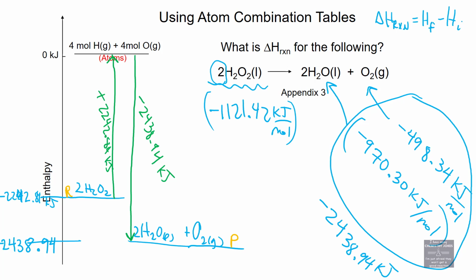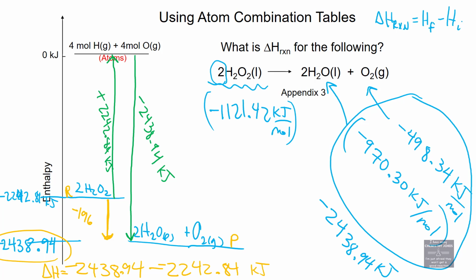The overall transition is final minus initial. Negative 2438.94 minus negative 2242.84. Final minus initial is my delta H overall. So the value of my little orangish arrow right there should be negative 196.1 kilojoules. That's enthalpy plots.